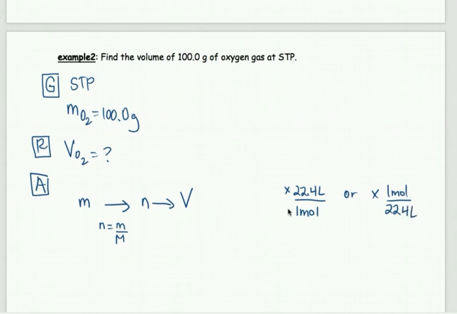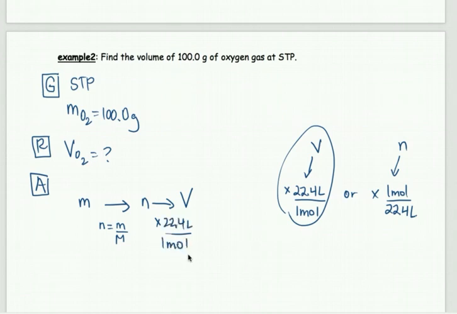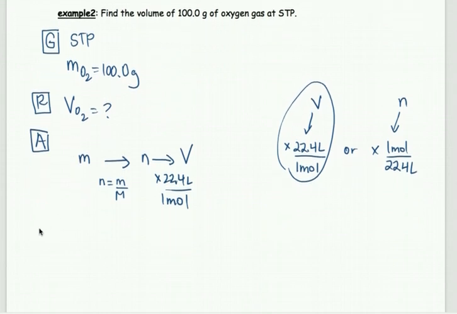Hopefully you did enough practice questions that you realize, when I need to find volume, I use this one, with the liters at the top. When I need to find amount, I use this one here. In this case, we're using this one today, so we need to multiply by 22.4 liters per 1 mole. Okay, so let's put our plan into action.